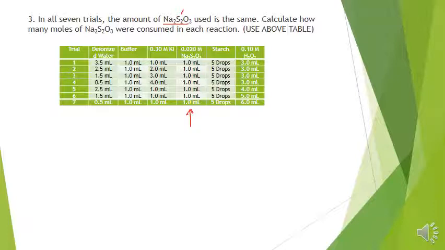Remember, moles is equal to molarity times volume. The volume is 10 mL, so make sure you change the volume to liters, and the molarity is 0.02, and you figure out how many moles. Okay, so that's what you have to do for step number 3.